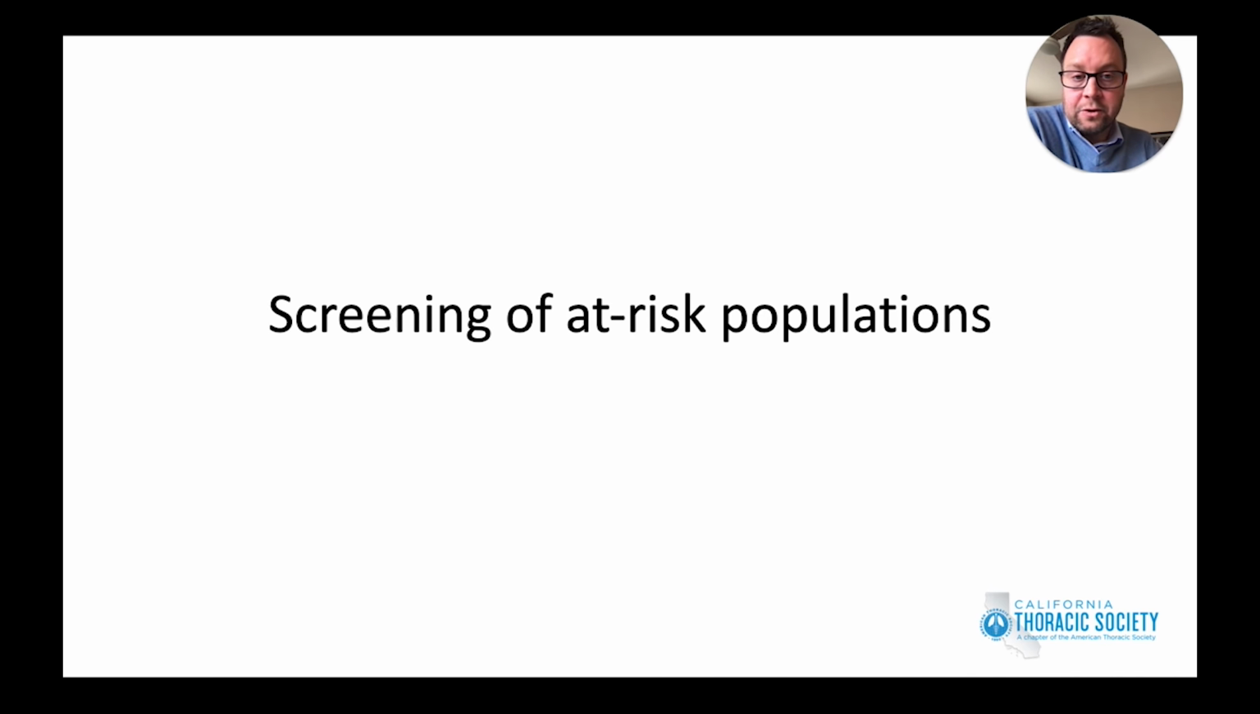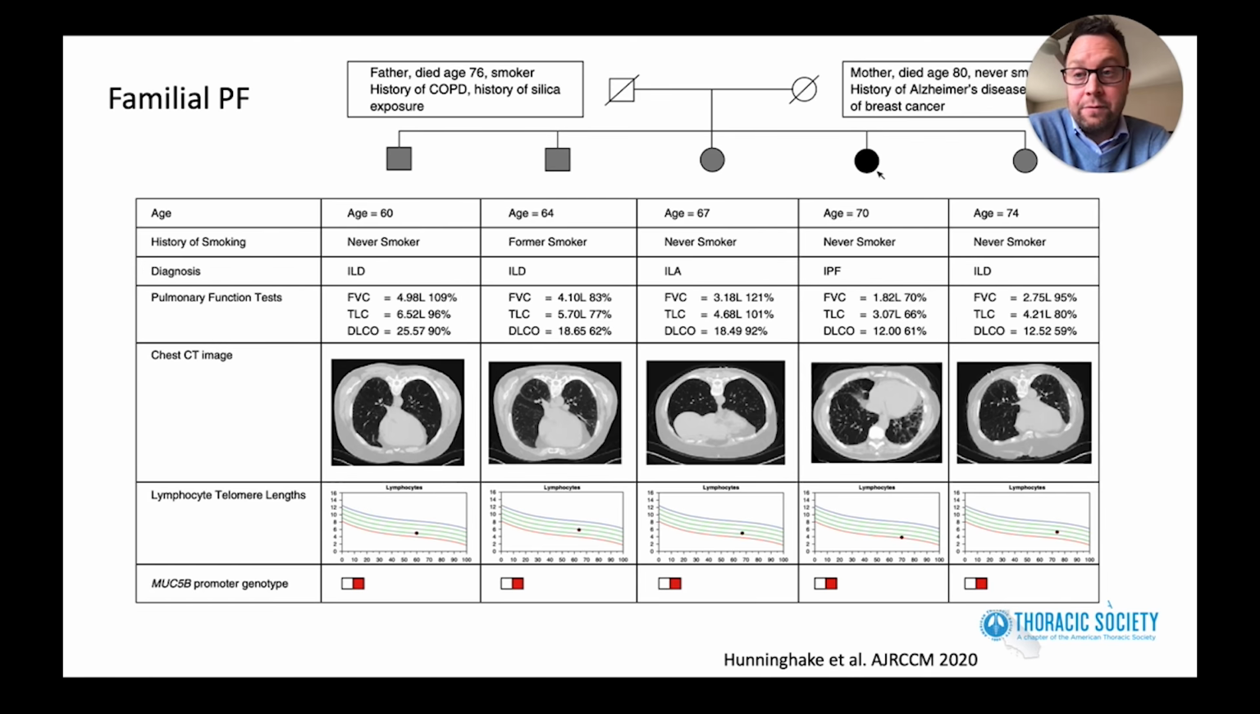Next, we're going to talk about screening of high-risk populations. So first off is familial pulmonary fibrosis. This is a group that has obviously very high risk of affected family members developing clinically overt disease.